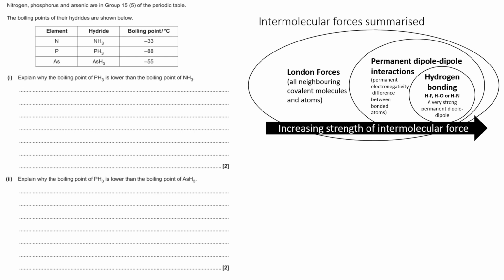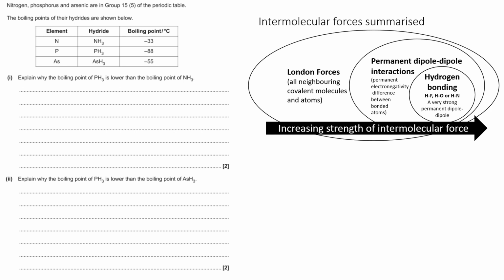So let's have a quick look at intermolecular forces in summary. All covalent molecules exhibit London forces due to the imbalance of the distribution of electrons in atoms. So without going into how London forces are set up, basically every single covalent molecule that is simple covalent will exhibit London forces.